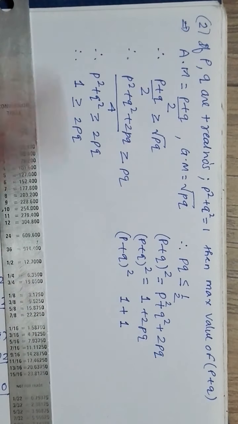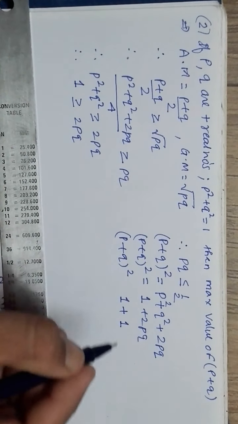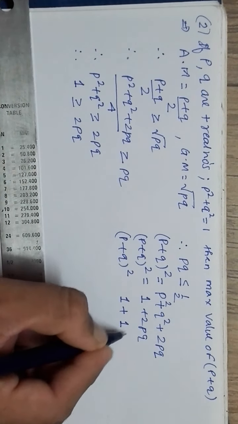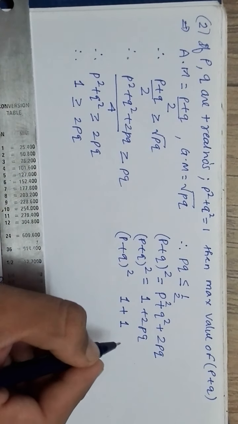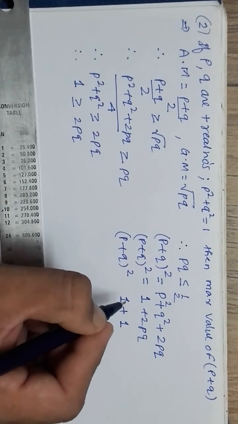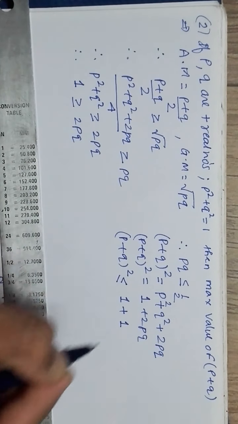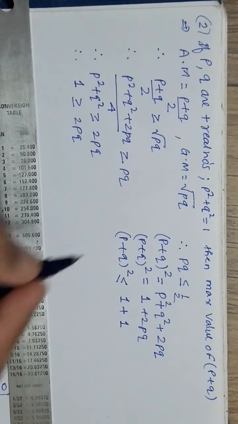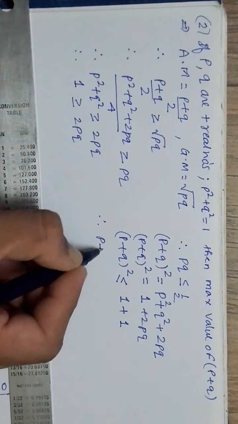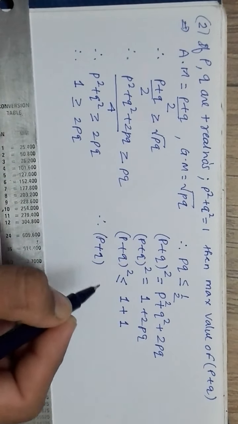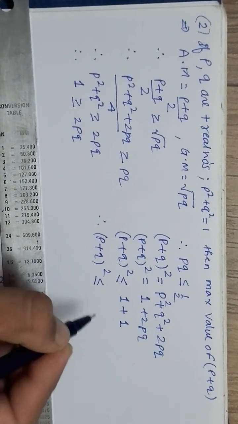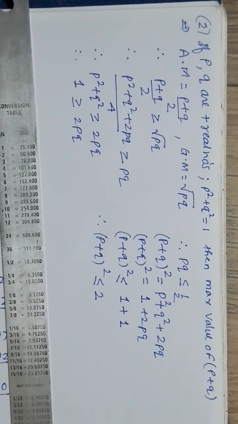That is 1 is greater than or equal to 2pq, means 2pq can be equal to 1, or 1 is more than 2pq, that means 2pq is less than 1. So 1 plus 1, so this can be 1 or less than 1, means this particular value can be equal to 2 or less than 2, right? So I can say here p plus q, the whole square, is less than or equal to 2, right?